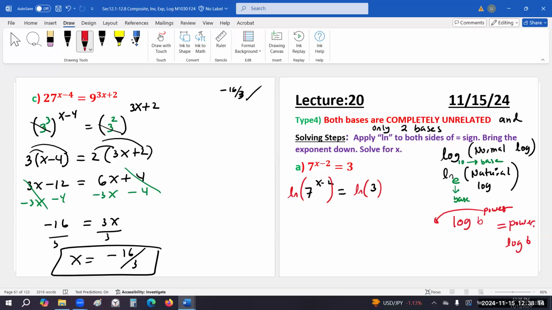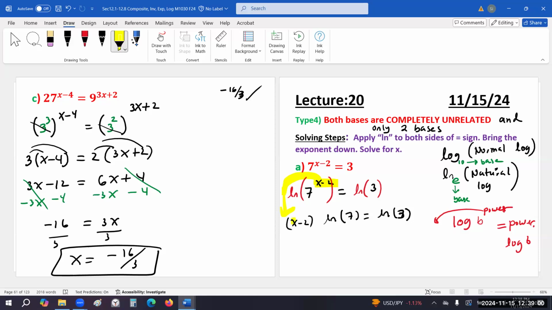So we applied ln. Log fights with the exponent and brings it down as a coefficient. So we get (x-2) ln 7 = ln 3. So the power is not on the power anymore. It came down and is acting as a coefficient. x-2 is now a coefficient of ln 7.